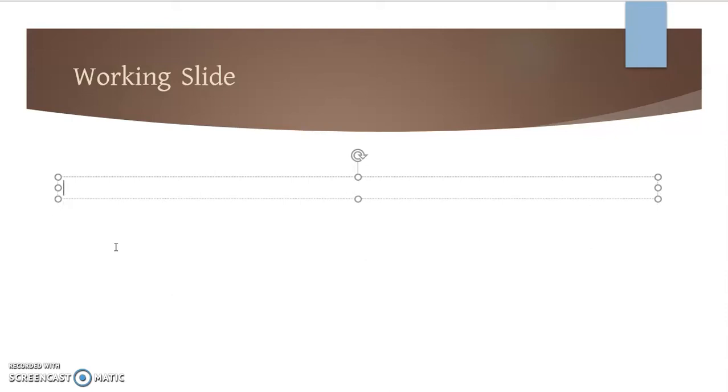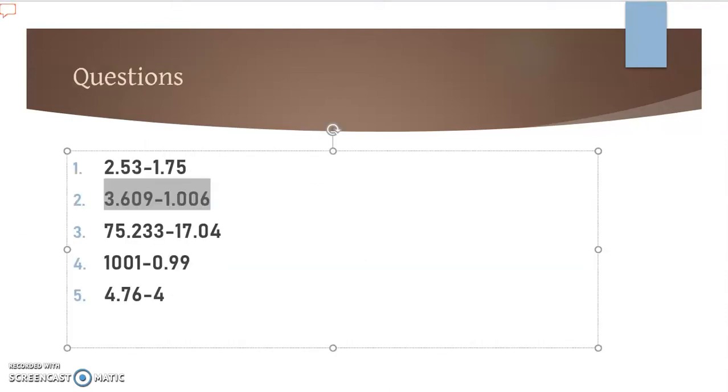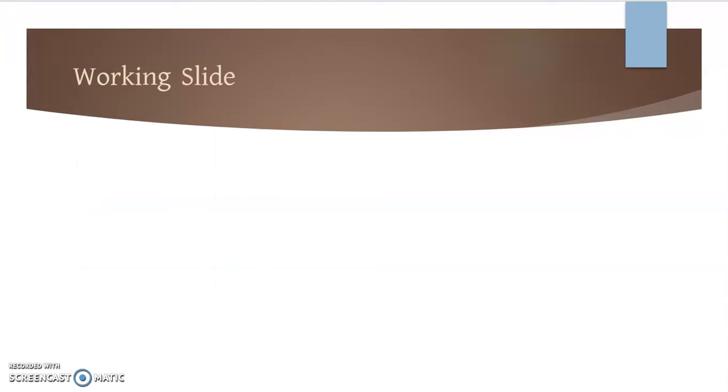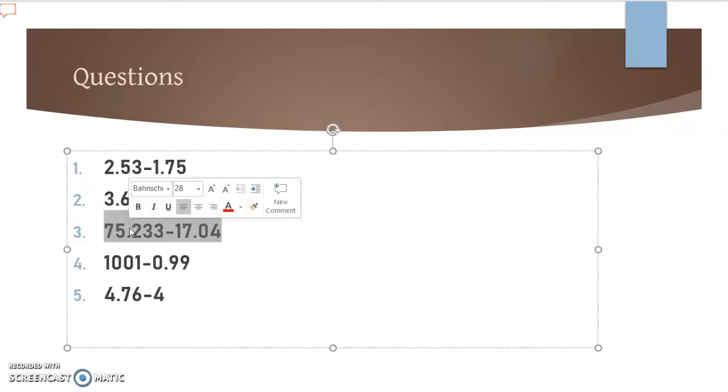Okay. Next one. 3.609 minus 1.006. Here the number of digits after the point are equal, so we won't do anything with that. 3.609 minus 1.006. 9 minus 6 is 3. 0 minus 0 again 0. 6 minus 0 is 6. 3 minus 1 is 2. So answer is 2.603.